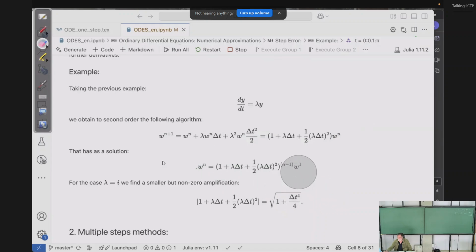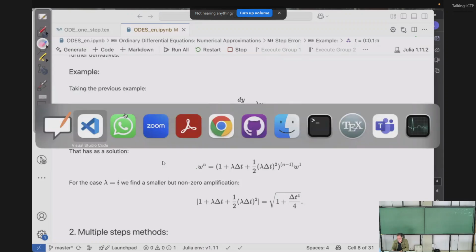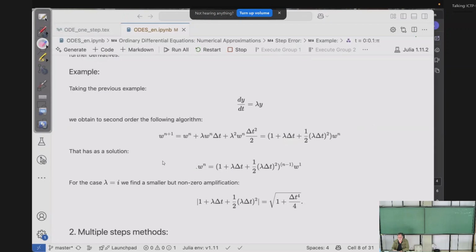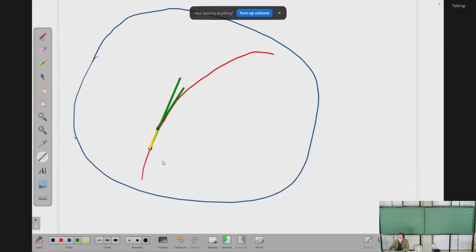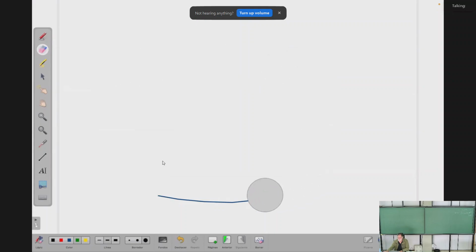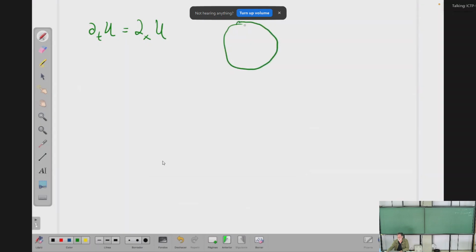Here, let me tell you why we are using lambda equal to 1, lambda imaginary. Let's see if I can draw something here. Suppose, imagine you want to solve a partial differential equation: dt of u equals dx of u, say in a circle, with periodic boundary conditions.